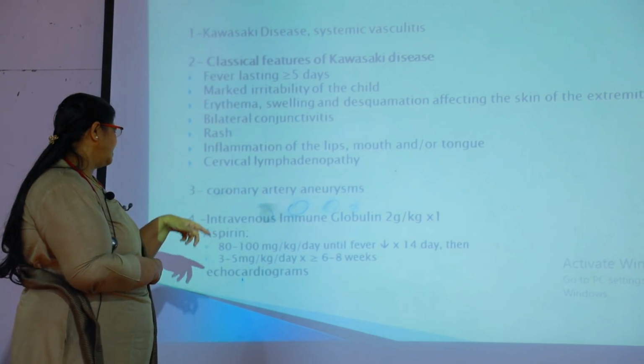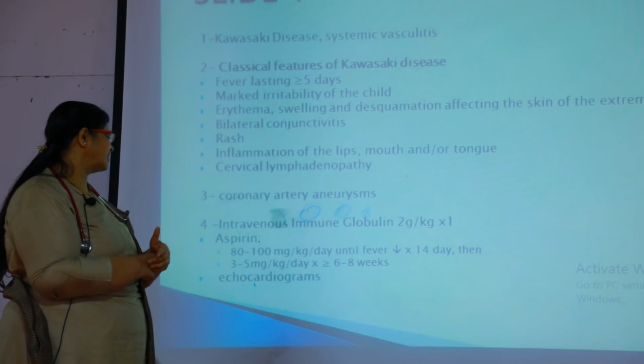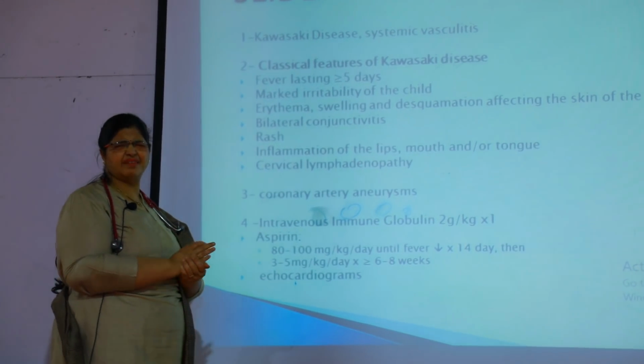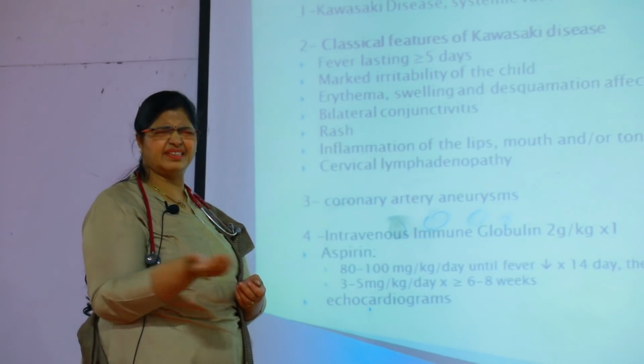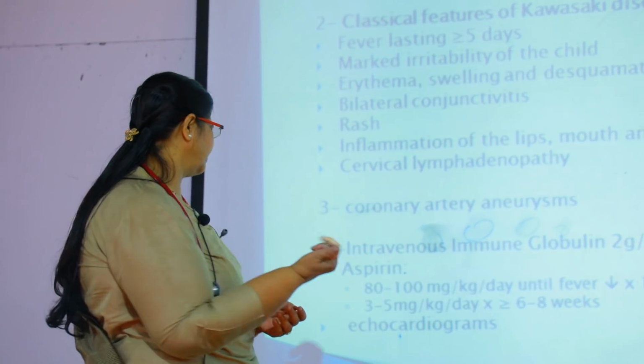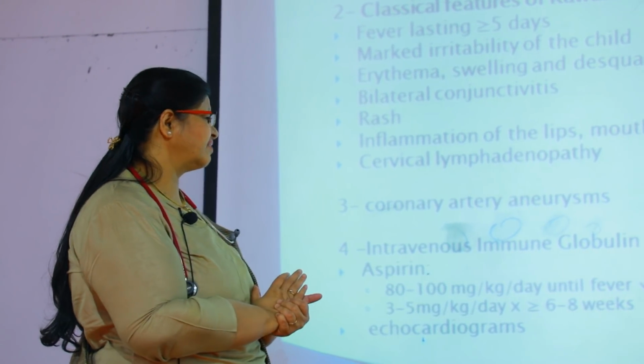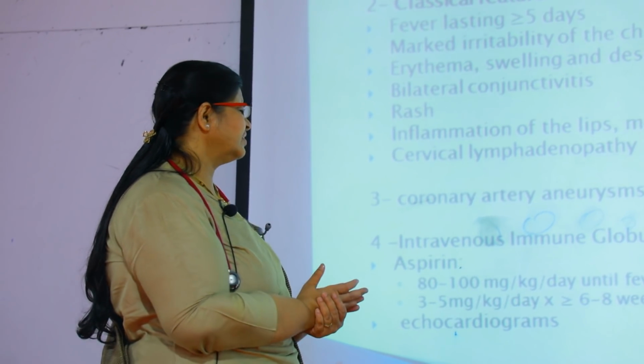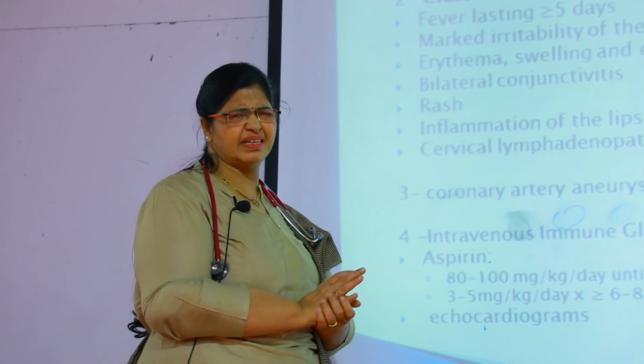The name was given by Kawasaki because it is a type of vasculitis and was discovered by Kawasaki. Line of treatment is to give aspirin 80 to 100 milligram per kg per day until the fever subsides or for more than 14 days, and then taper it to 3 to 5 milligram per kg per day for 6 to 8 weeks, and intravenous immunoglobulin 2 gram per kg.